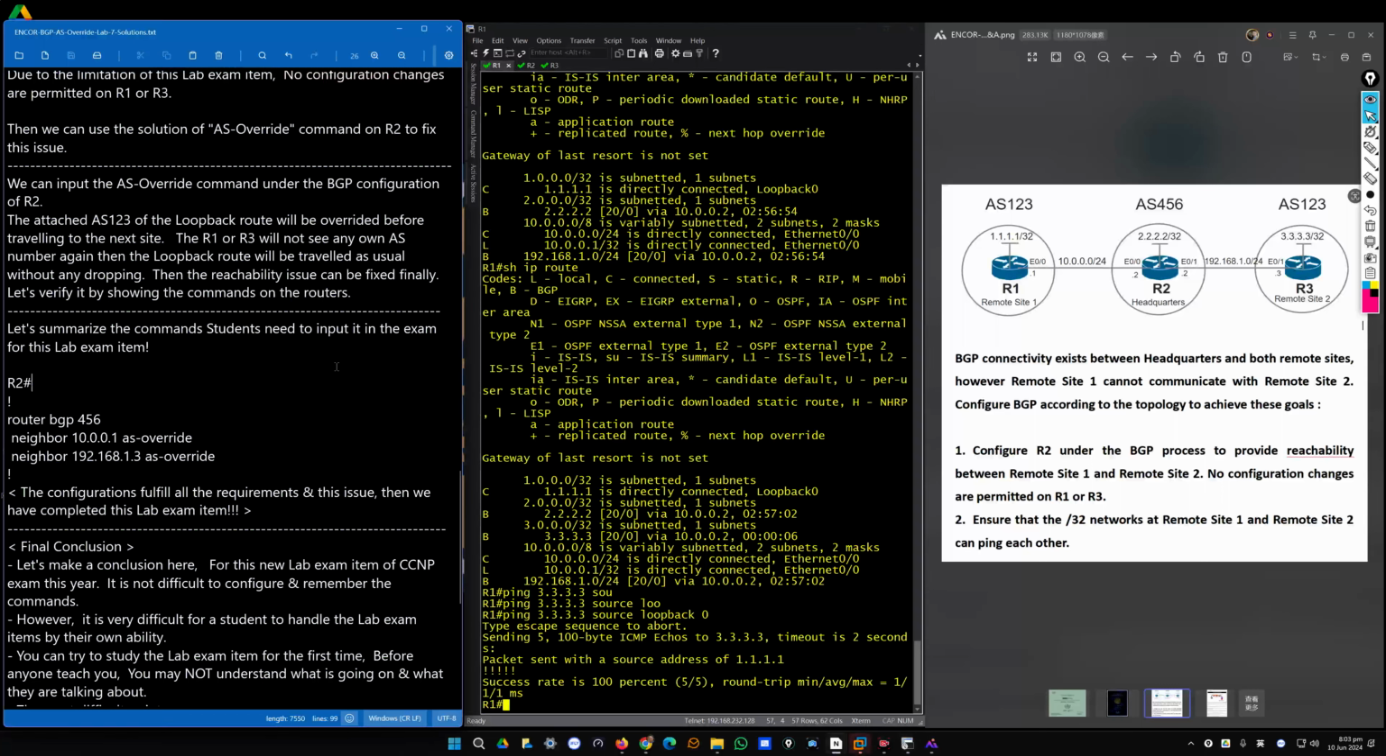Let's summarize the commands students need to input in the exam for this lab exam item. We need to do the configuration on R2 under router BGP 456 and input the command for both the peer to R1 and the other peer to R3. This is the command we need for this configuration. The configuration fulfills the requirements and this issue. Then we have completed this lab exam item.